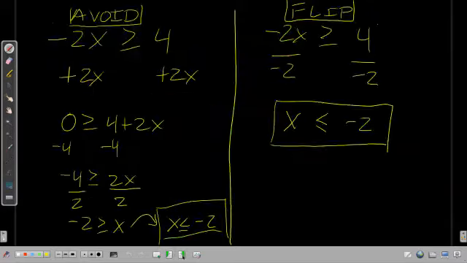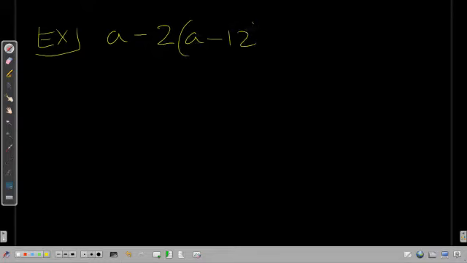So let's do one more and then we'll go on break. Number 3 from my homework is a minus 2 times the quantity a minus 12 less than or equal to 3a. Well, here we'll have to use all 4 steps. I'll have to distribute, I'll have to combine like terms, additive inverse, multiplicative inverse.